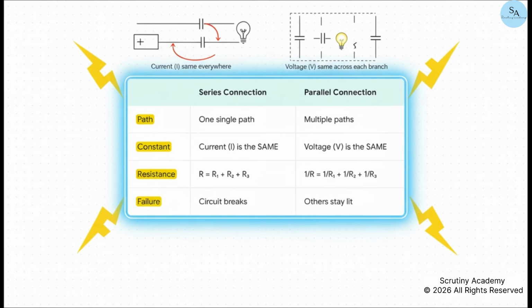In a series circuit, everything is in one line, a single path. So the current has to be the same everywhere. But in parallel, the path splits up into branches. So the voltage, the push, is the same across every single branch. And check out the formulas for resistance. They're completely different. For series, you just add them up. Easy. For parallel, you have to do that 1/R thing.